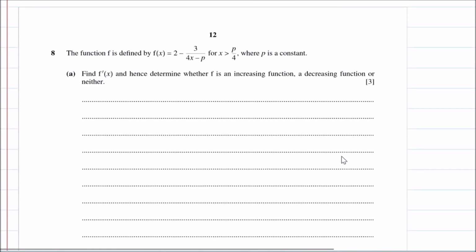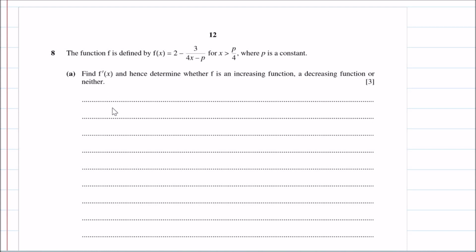Next question, question number 8. The function f is defined by f(x) equal to 2 minus 3 by (4x minus p), for x greater than p by 4, where p is a constant. Find f dash x. Hence determine whether f is an increasing function, a decreasing function, or neither. So first of all we need to find f dash x. Let's try. So let me write it here.